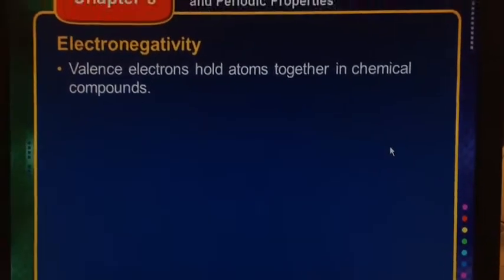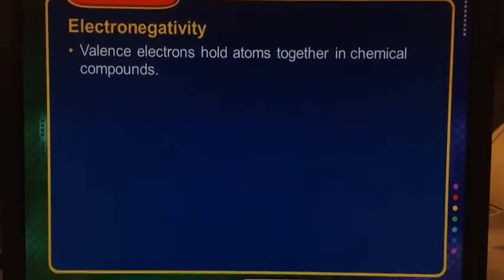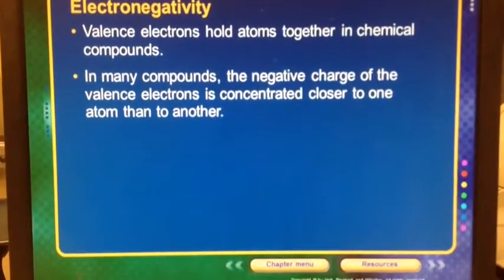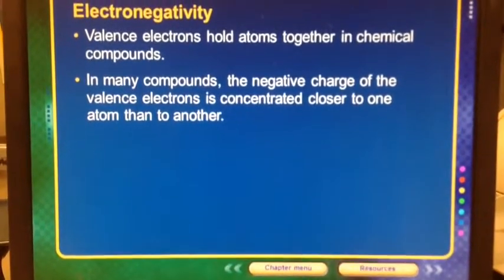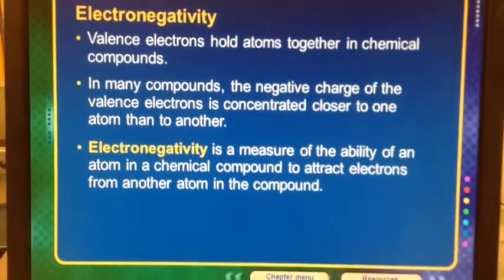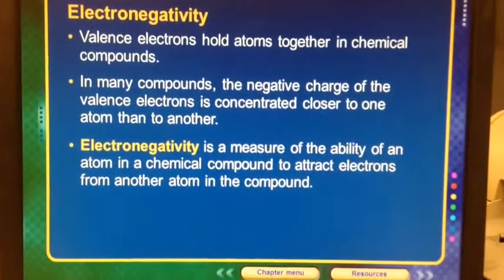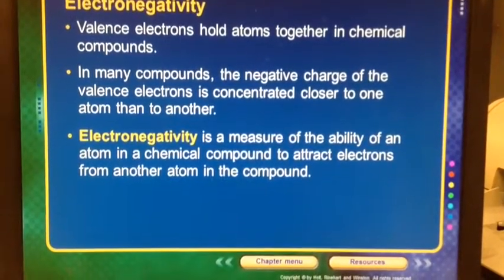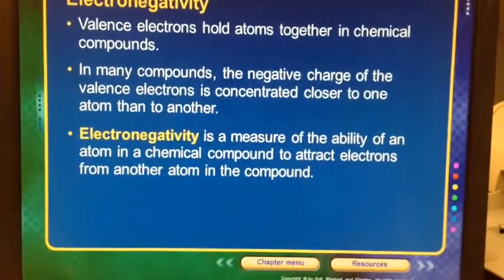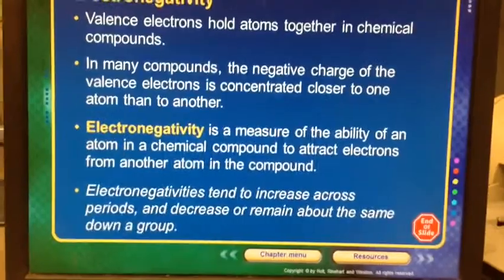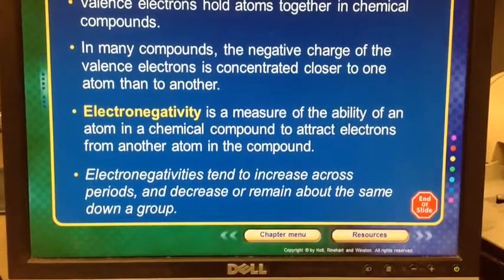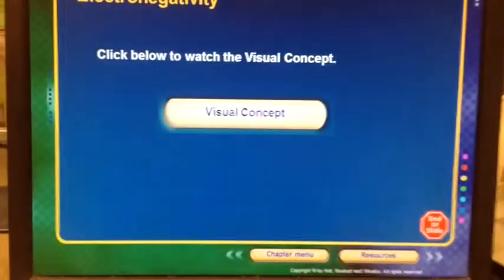All right, electronegativity. The valence electrons hold atoms together in the chemical compounds. In many compounds, the negative charge of the valence electron is concentrated closer to one atom than the other. The electronegativity, then, is a measure of the ability of an atom in a chemical compound to attract the electrons from another atom in that compound. The electronegativities tend to increase across the periods and decrease or remain about the same as you go down a group.